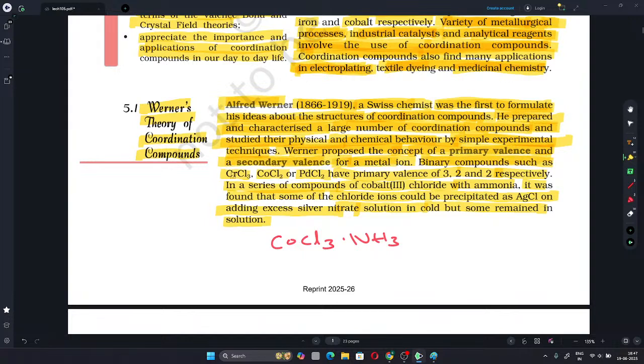Binary compounds such as chromium chloride, cobalt chloride, palladium chloride have primary valence of 3, 2, 2 respectively. In a series of compounds of cobalt 3 chloride or cobalt trichloride with ammonia NH3, it was found that some of the chloride ions could be precipitated as AgCl on adding excess silver nitrate in cold solution, but some remained in the solution.